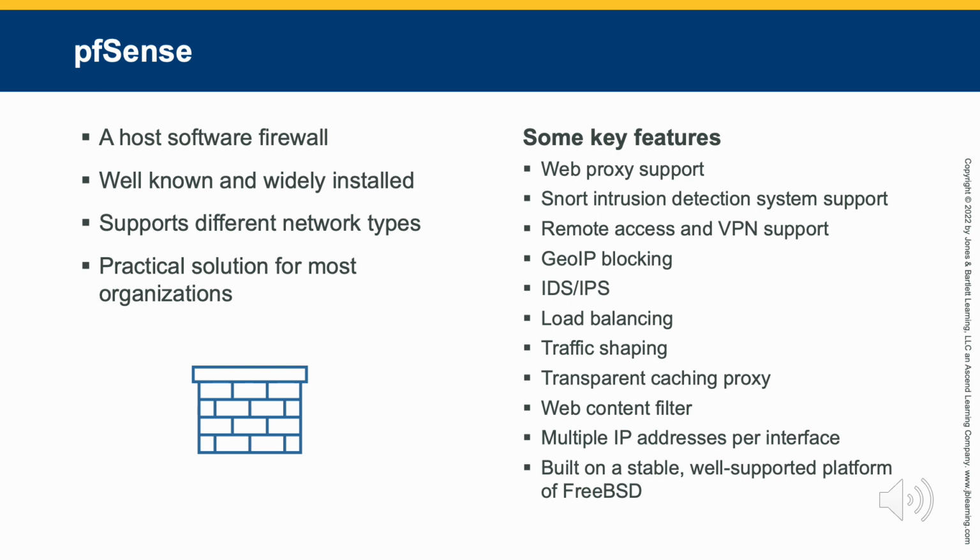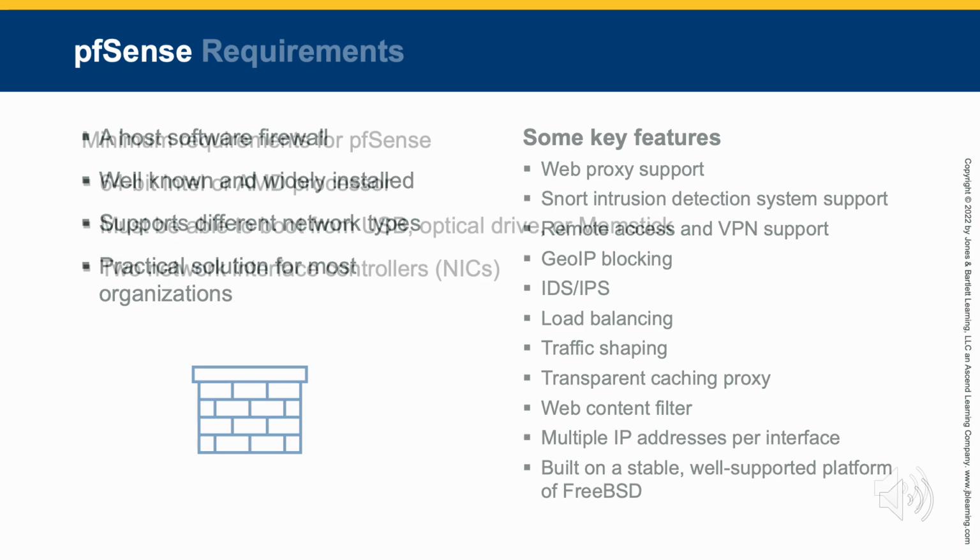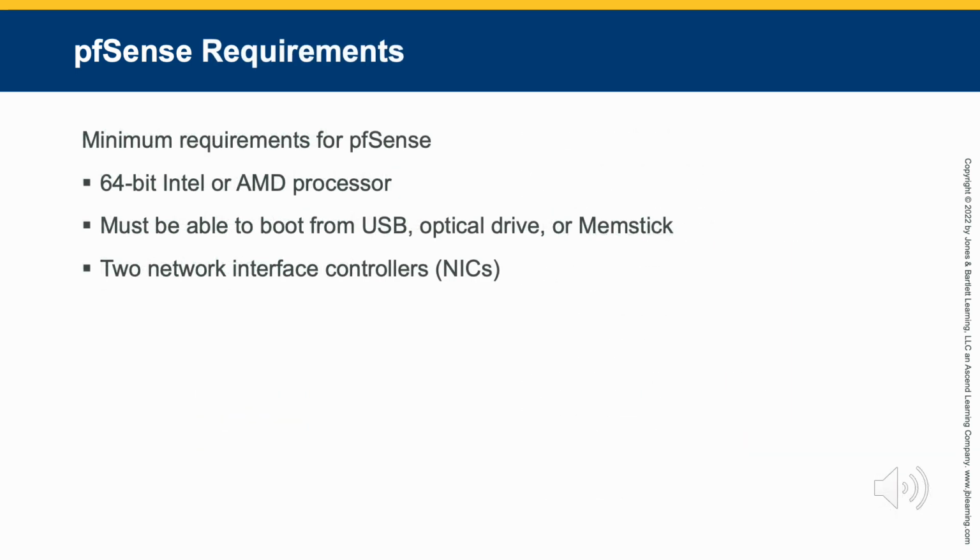So you want to block YouTube and Facebook chat and any other application, or you want to block, let's say, violence, sex, drugs, guns. You would use a web content filter to do that. Multiple IP addresses per interface, built on a stable, well-supported platform with an operating system called FreeBSD. And here are the minimum requirements for a pfSense install: a 64-bit Intel or AMD processor, must be able to boot from a USB optical drive or a memory stick, and 2 network interfaces.